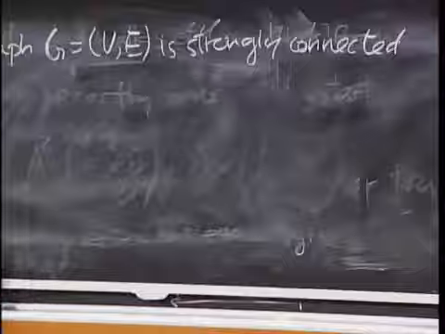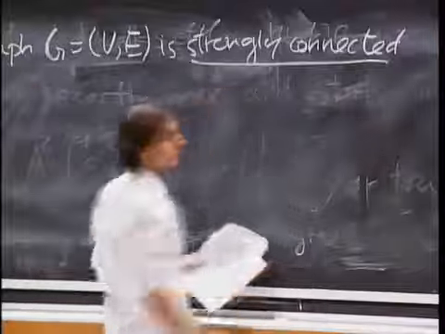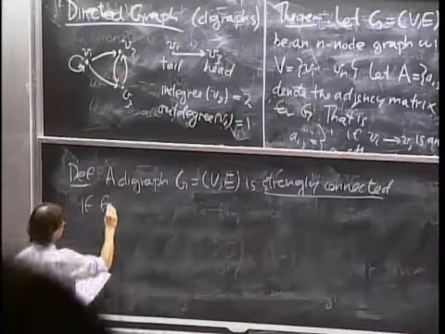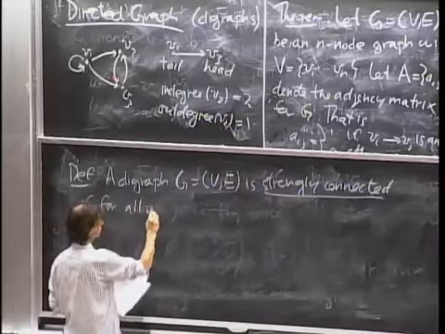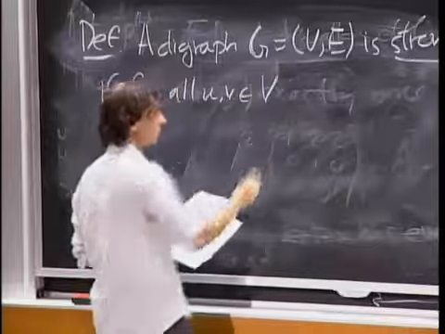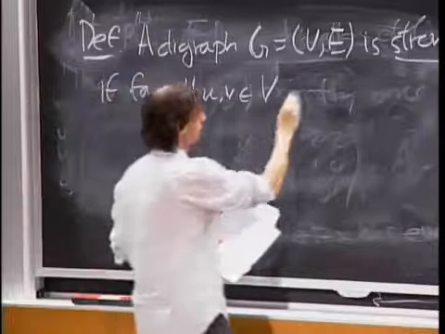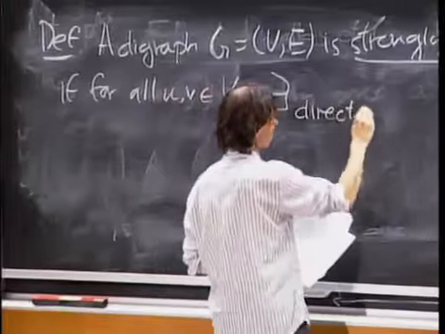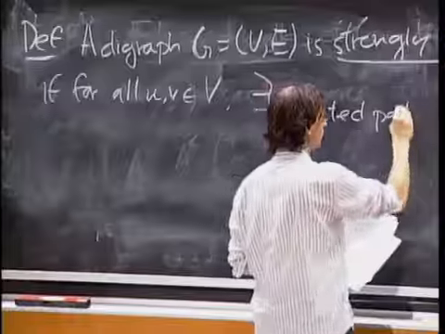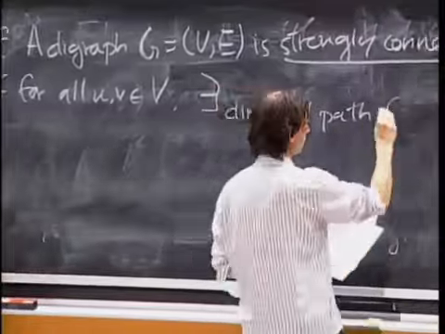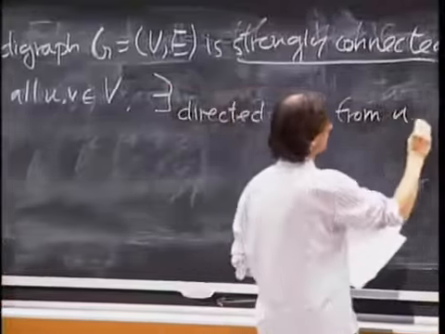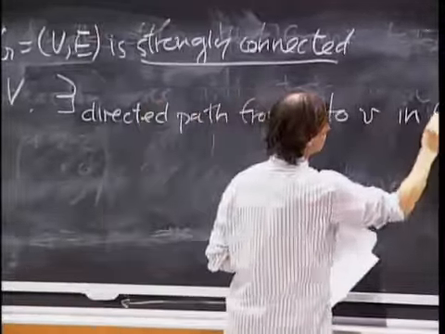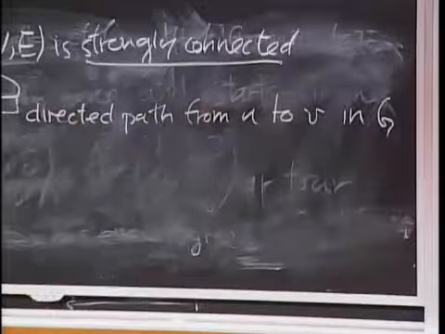Strongly connected if we know that for every pair, so if for all vertices U and V in the vertex set, there exists a directed path that starts in U and ends up in V in G. So this is what we would call strongly connected.